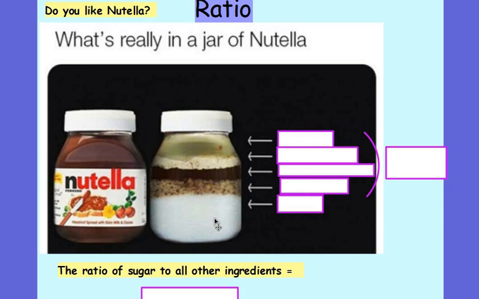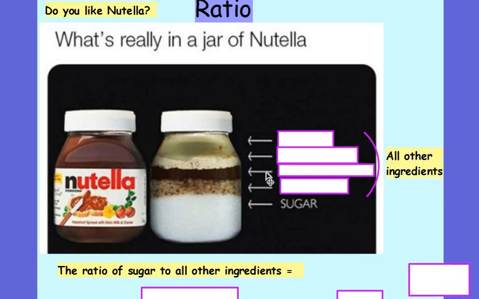There's some kind of oil in there, there's some kind of nuts in there, there's some cocoa and there's some sugar. This bottom section here, making up approximately half of the jar, is sugar. And the rest of the ingredients make up the other half of the jar. So for every 1 gram of sugar, we've got 1 gram of another ingredient in there. So the ratio of sugar to all the other ingredients is 1 to 1. Half of it's sugar, the other half is everything else. So the ratio of sugar to all other ingredients is 1 to 1.